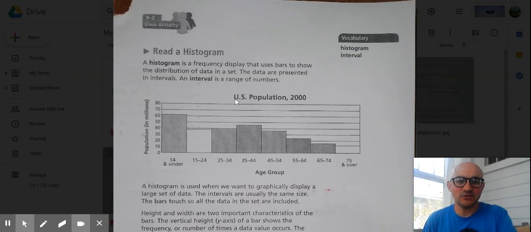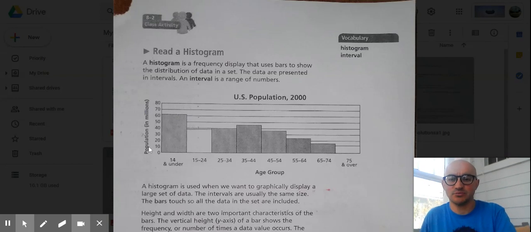Okay, the first thing I do is look at the title. It says U.S. population 2000s. That tells me that these bars represent some amount of U.S. population, and this was taken in the year 2000, so 20 years ago. Then I look at the labels for my Y and X axis.